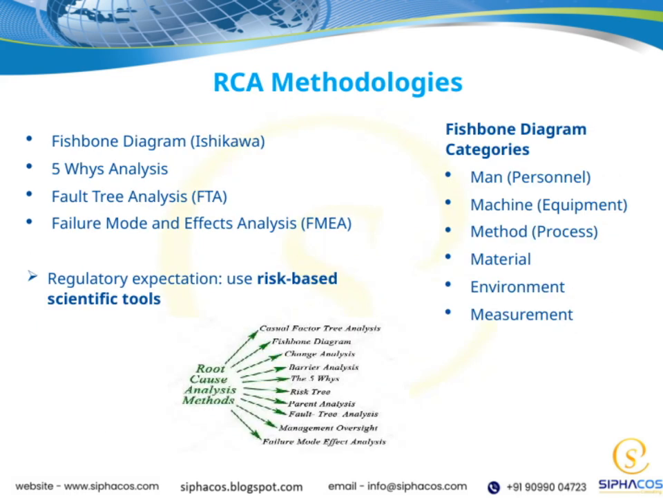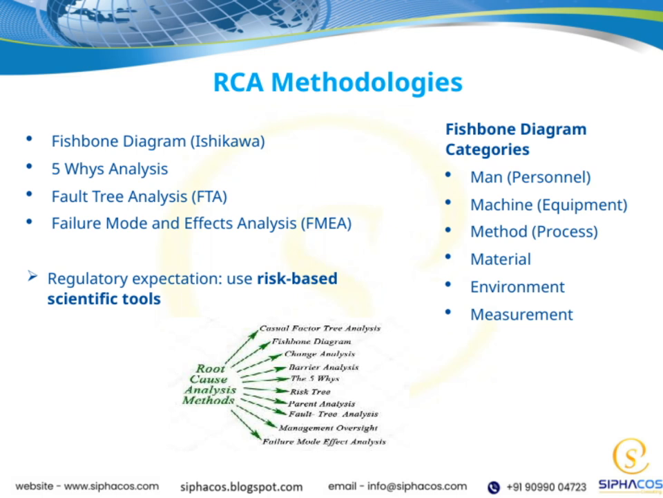Now let's take a closer look at the fishbone diagram categories. These categories help us identify the potential causes of a problem by organizing them into different areas. First, we have man, which refers to personnel or human factors that might influence the issue. Next is machine, covering the equipment involved in the process. Then, there's method, which looks at the processes or procedures in place. Material refers to the raw materials or components used, and environment considers the broader surroundings or conditions where the process occurs.